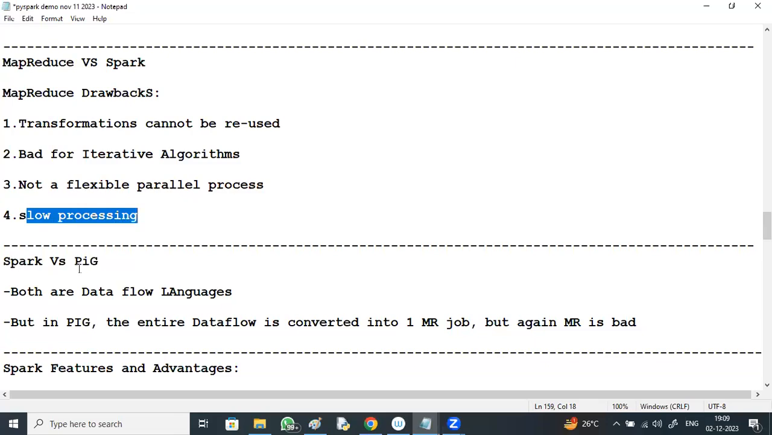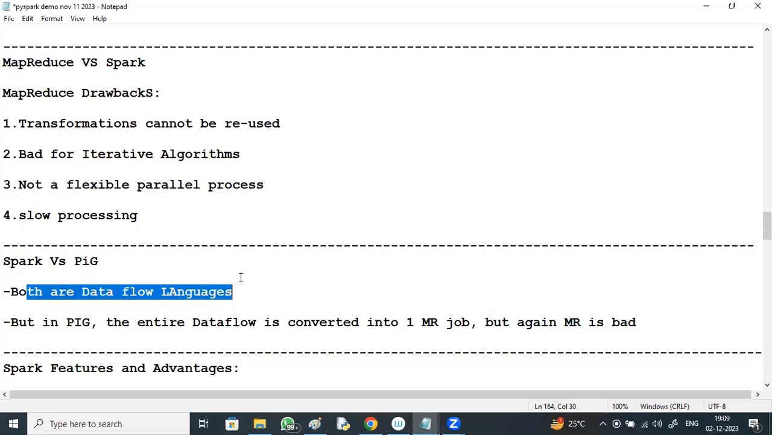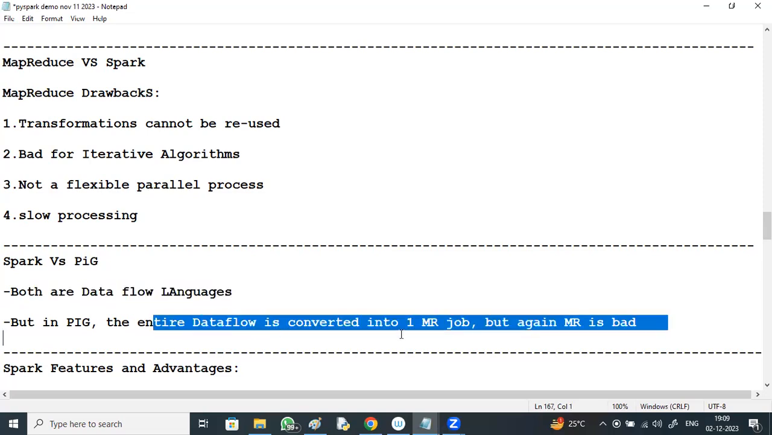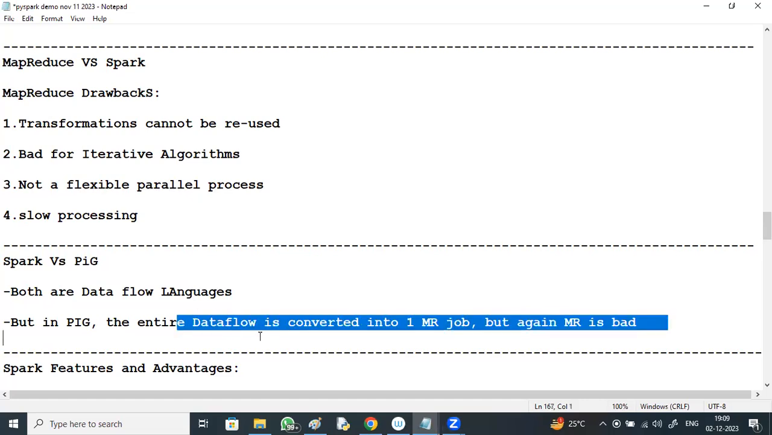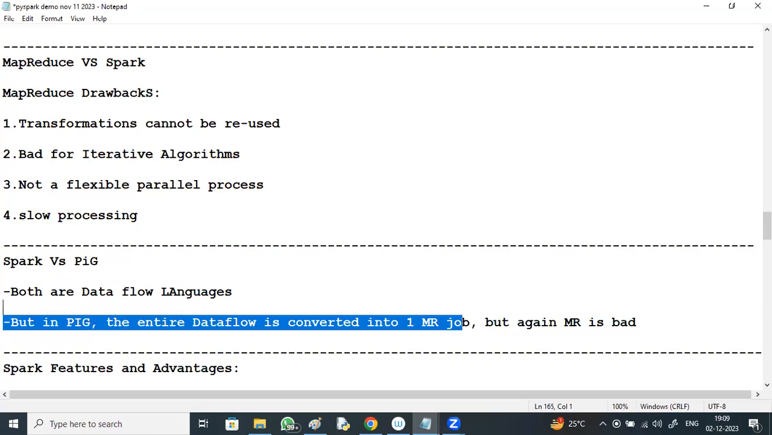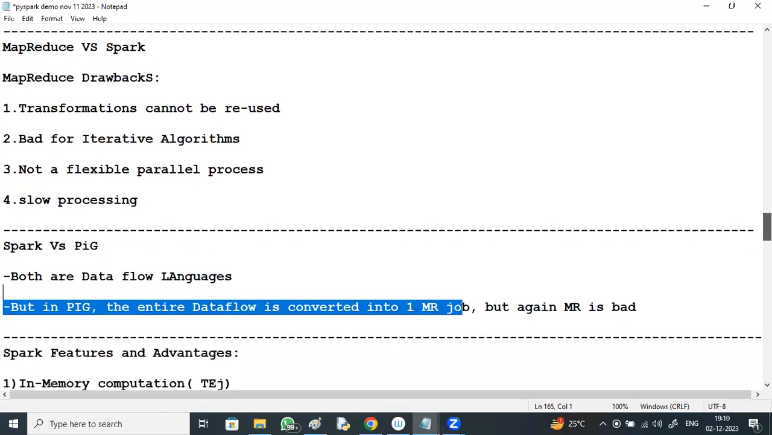And there is another processing component, Apache Pig. Spark and Apache Pig are both data flow languages. But in Pig, the entire data flow is converted into one MapReduce job. But again, MapReduce has the drawbacks we discussed. So in Pig also, the entire data flow is converted into a MapReduce job and that executes.